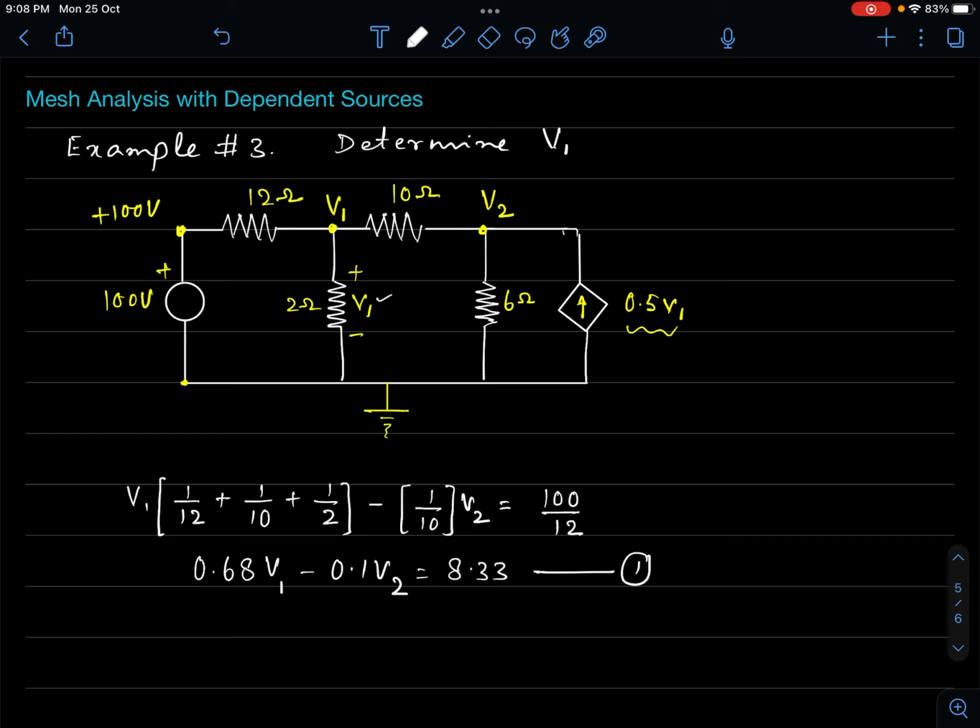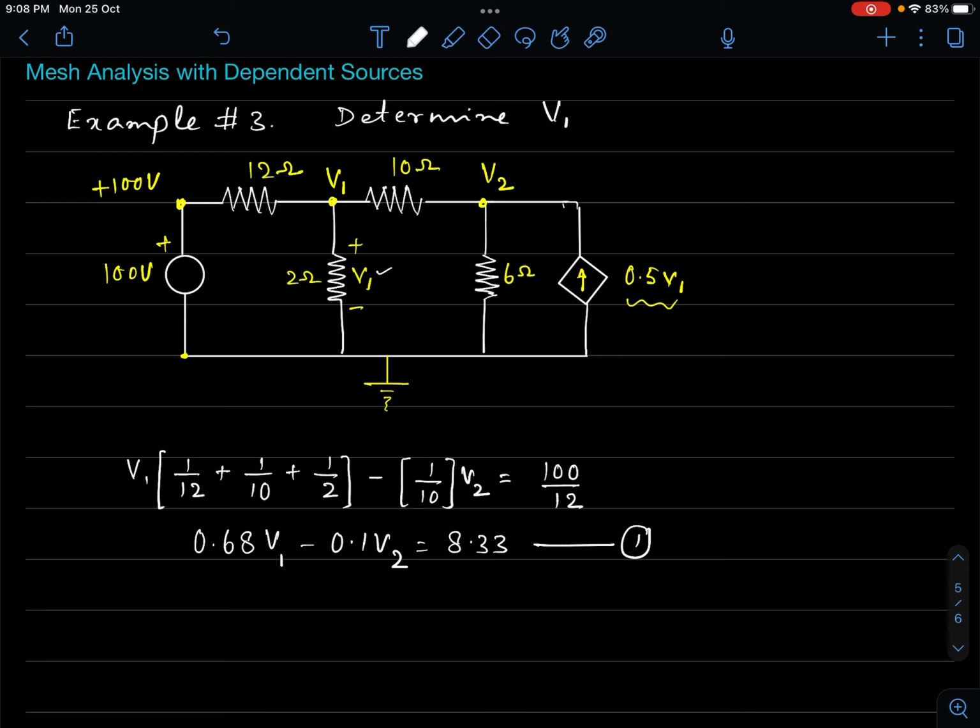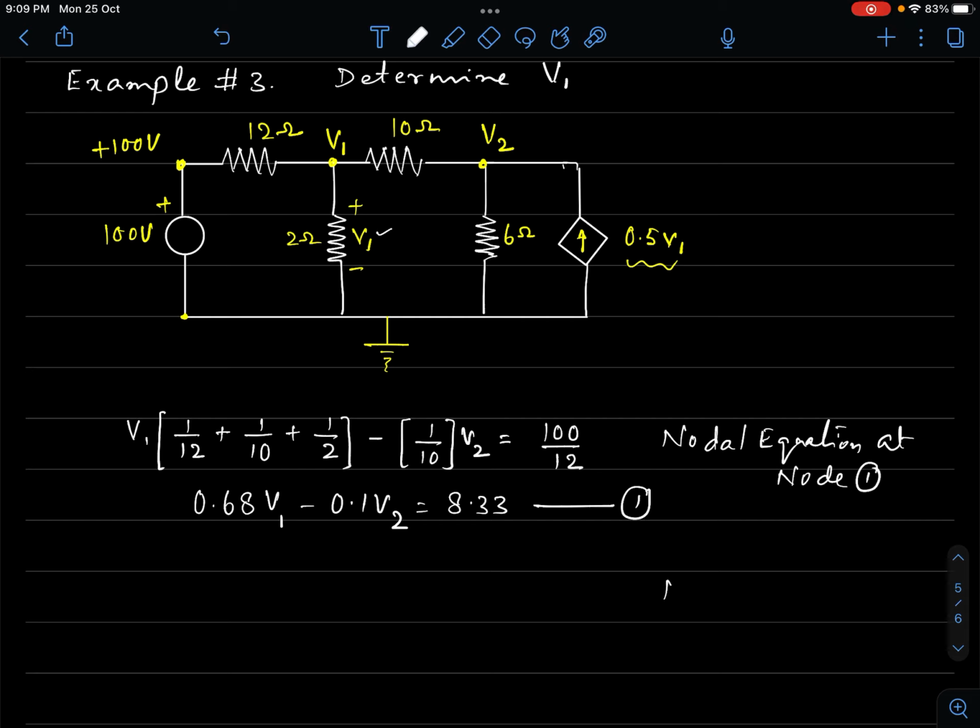I need to get one more equation because we have two unknowns. We will have to get one more equation. So what is the other equation? We will write the nodal equation at node 2. This is the node voltage equation, or nodal equation, at node 1, whose voltage is V1. Now we will write the nodal equation at the other node, node 2.